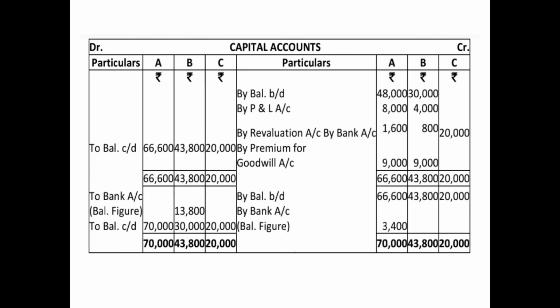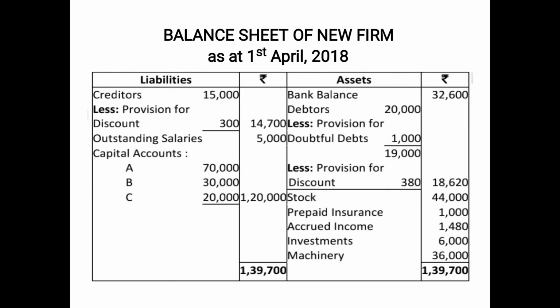So ultimately this will be the capital balance which will be transferred to the balance sheet, and it is a cross check that it should be equal to what we have distributed, the total capital in the new profit sharing ratio. Let us see the balance sheet. Balance sheet of the new firm as at 1st April 2018, that is on the date of admission.